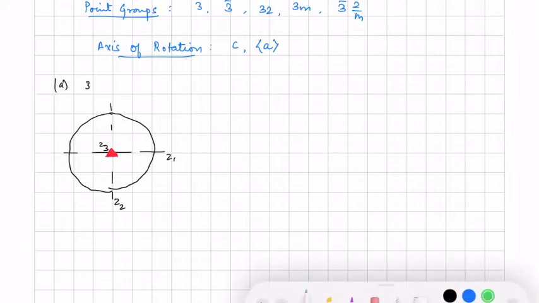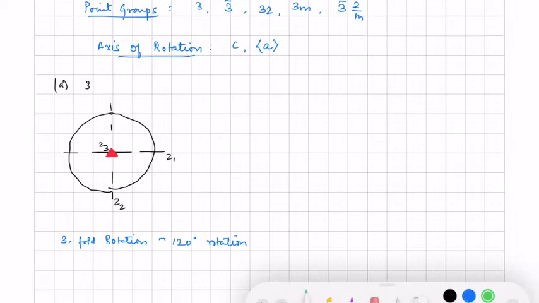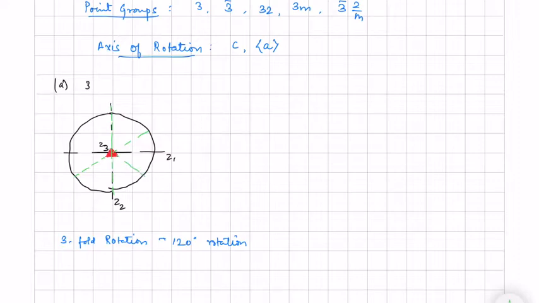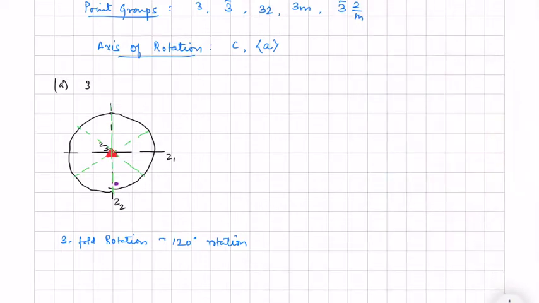Now, 3-fold rotation is a rotation of 120 degrees. So let us divide the circle accordingly. The rotation axes will be this, then this, 120 degrees apart. So if we start with a point here, after 120 degree rotation, it will land up here. And then after another 120 degree rotation, it will land up here. And then another 120 degree rotation will cause it to land at its initial position. So we have 3 points, 1, 2, and 3.